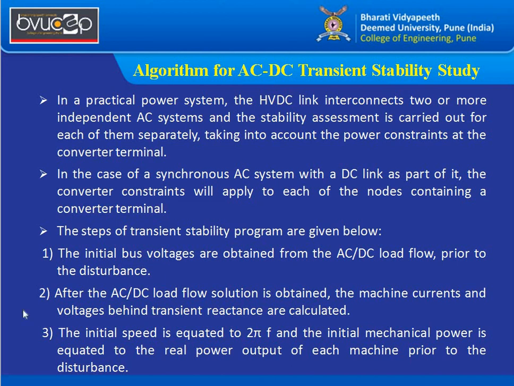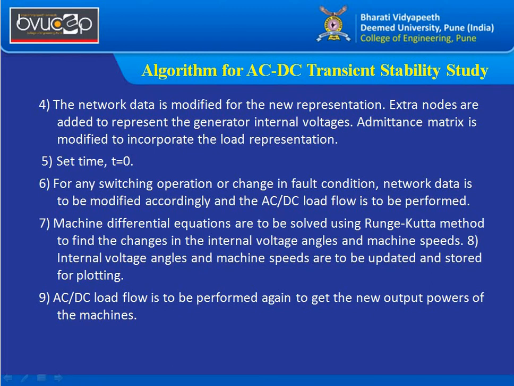Initially, we consider the bus voltage from the AC/DC load flow before the disturbance. After the load flow is obtained, the machine currents and voltage behind the transient reactance are calculated. The machine speed is equated. The mechanical power can be calculated with the help of this same equation. The network data is modified, whatever the extra nodes are there, or the admittance matrix is considered for the load, and we are going to set the initial time t equal to 0.